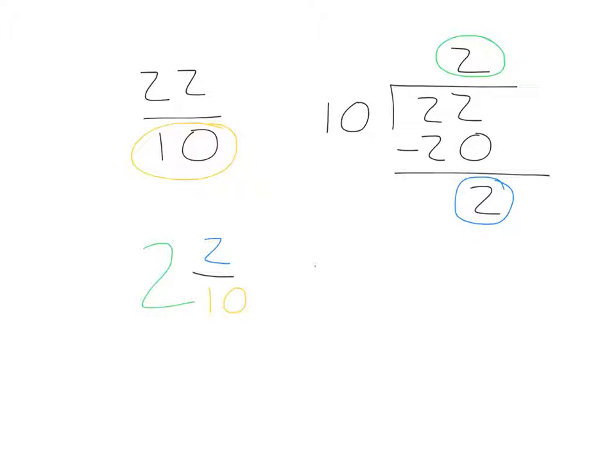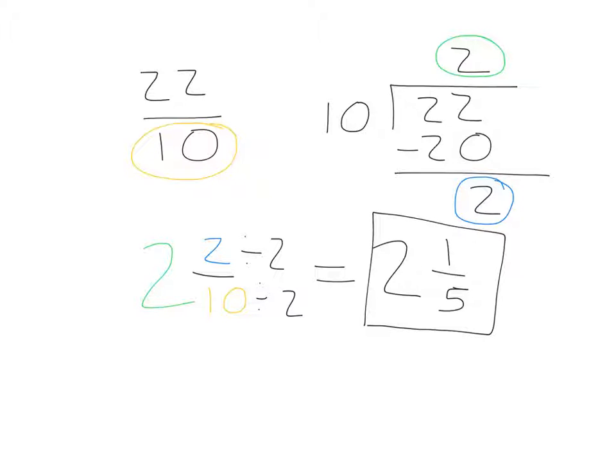So what you might notice now is that 2 and 2/10 is the mixed number for 22 over 10, but you should also notice that 2/10 is not in lowest terms, so we would need to reduce that. I'm going to leave my whole number 2, but I'm going to reduce 2/10. I'm going to divide both of these by 2, which is going to give me 2 and 1/5. So 2 and 1/5 is 22 over 10 as a mixed number in lowest terms.